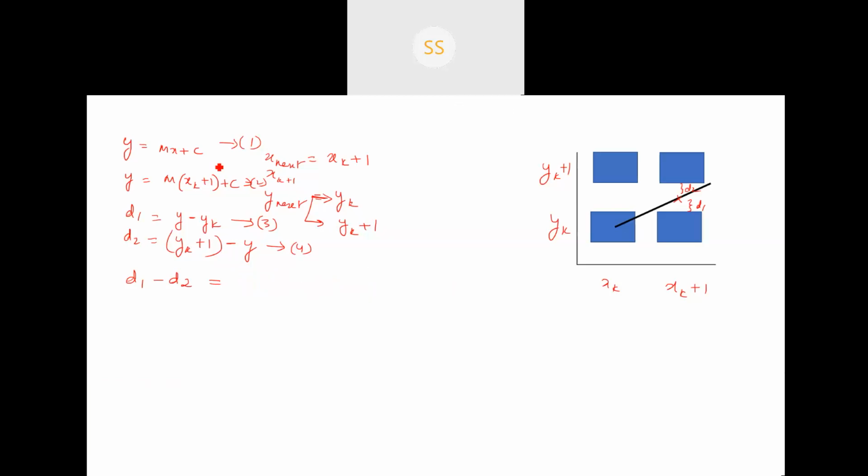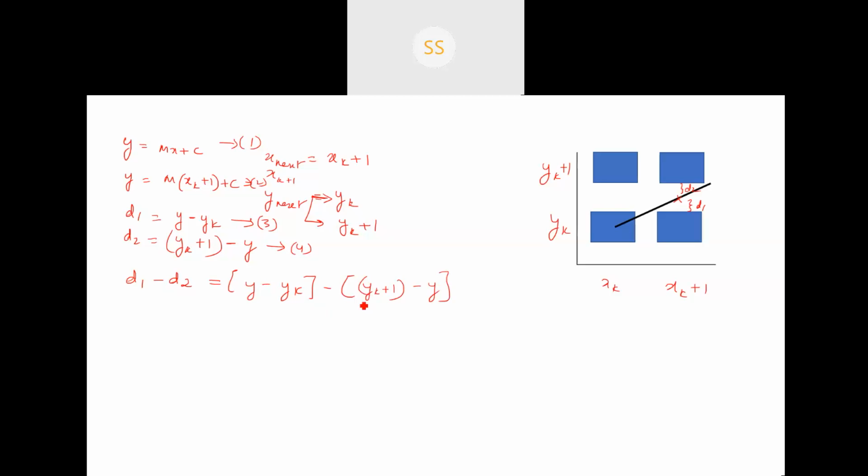So I'll be subtracting the two values, that is d1 minus d2, so as to find which is smaller. Okay, so how do we do it? What is my d1 value? My d1 value is said to be y minus yk. Okay, and I have to subtract d2, and what is my d2 value? It is said to be yk plus 1. From that I am going to subtract my y.